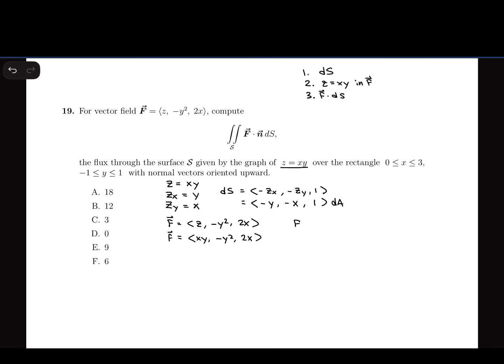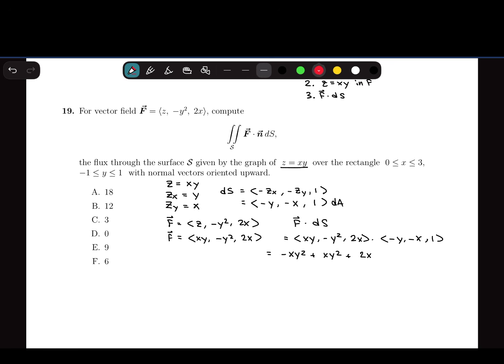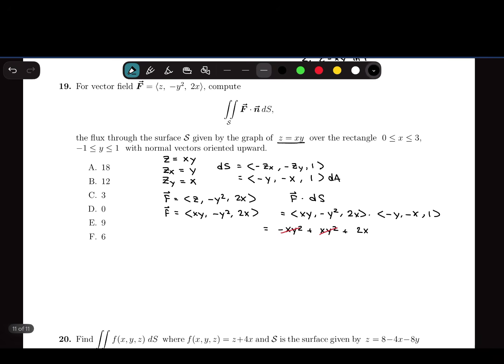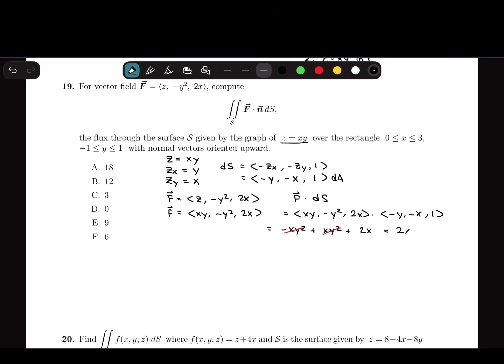Okay, so let's do their dot product. Let's dot the vector f with its normal vector. So you get xy, negative y squared, and 2x, all dotted with negative y, negative x, and 1, which gets us negative xy squared plus xy squared plus, well, that's not squared, plus 2x. These two cancel out, which simply leaves us with 2x.